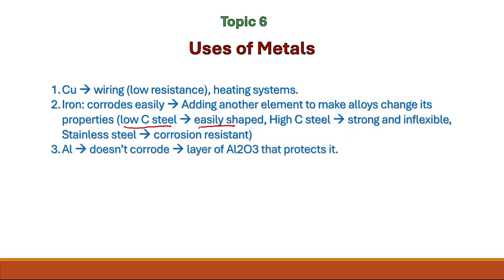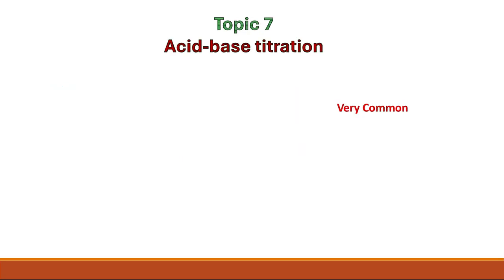Aluminium doesn't corrode. This is because of the layer of aluminium oxide, and it acts as a protective layer for aluminium to prevent its further corrosion.